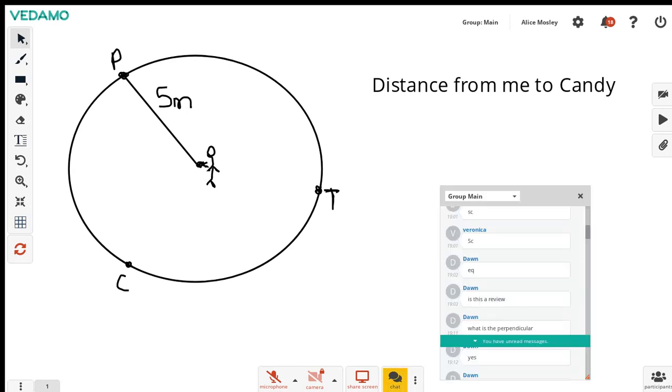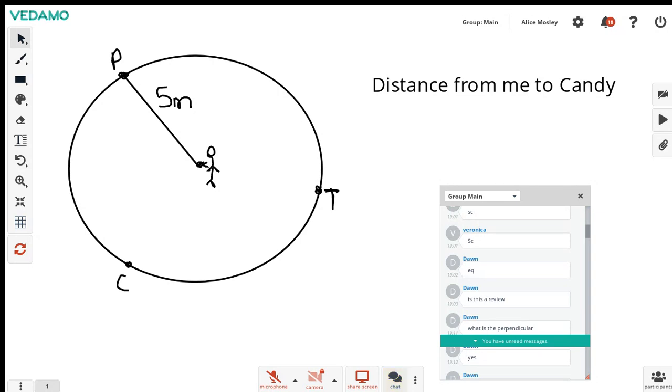Mr. Raymond says it's 5. What about others? Ms. Veronica says it's 5 meters. Ms. Dawn and Mr. Dwayne, what do you guys think? Yeah, it's 5 meters. Ms. Dawn, what do you think? Okay, Ms. Dawn thinks it is 5. Yes. Why? Because all the distances are equal.